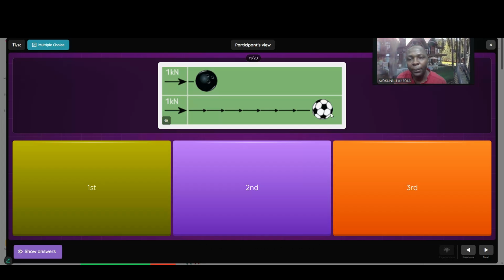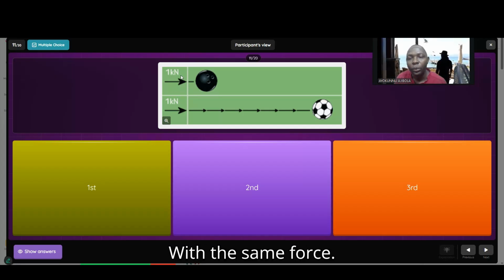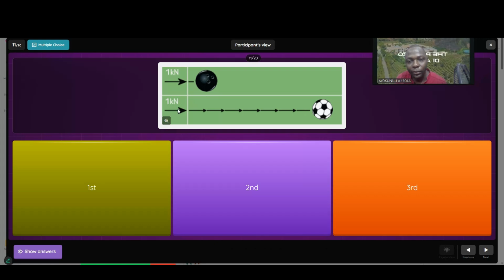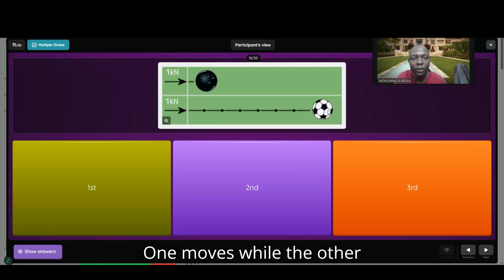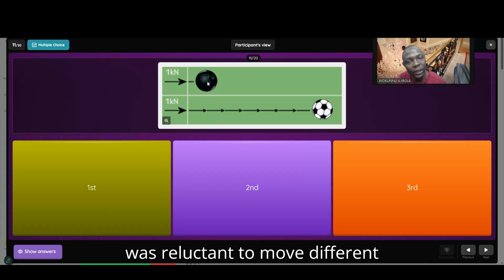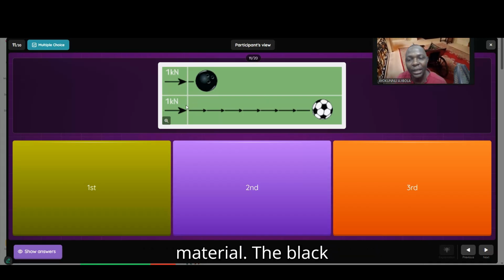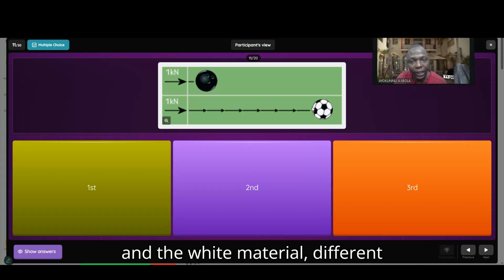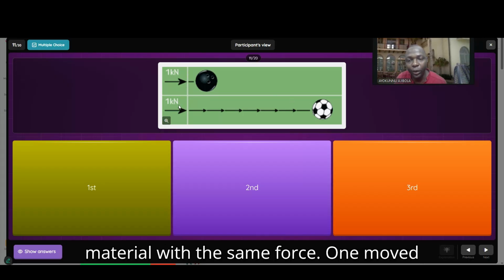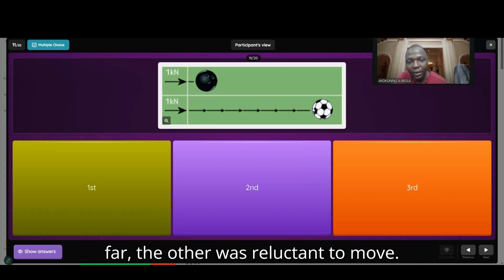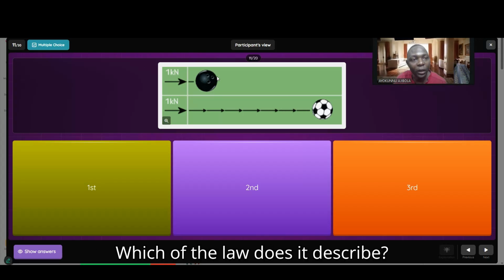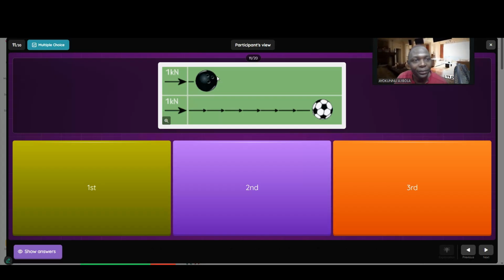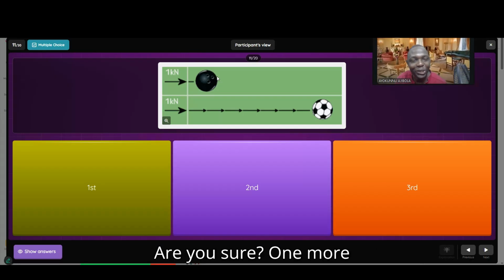Different material with the same force. One moves while the other was reluctant to move. The black and the white material, different material with the same force. One moves far, the other was reluctant to move. Which of the laws does it describe? Second. Are you sure? One more chance.